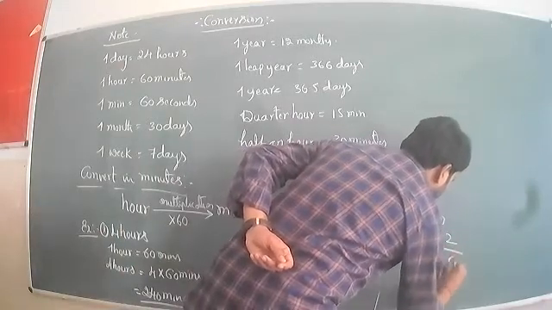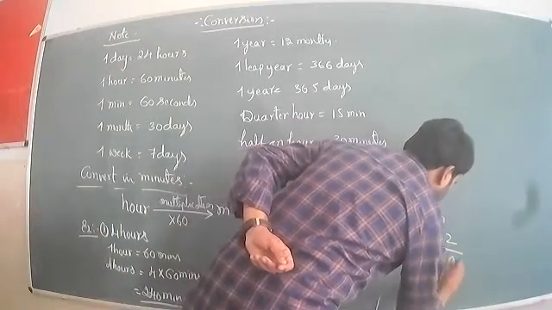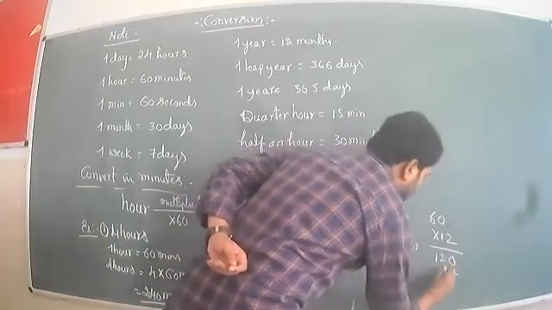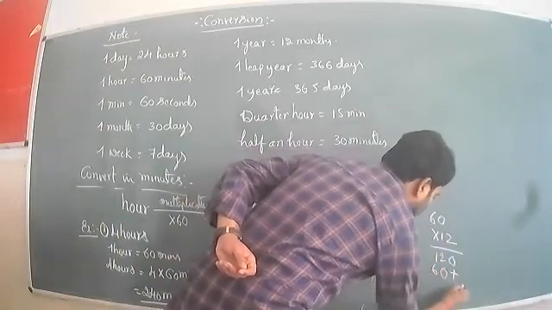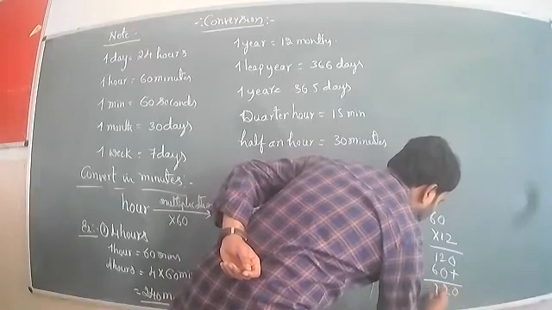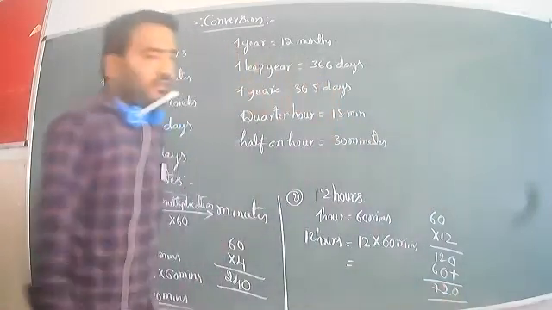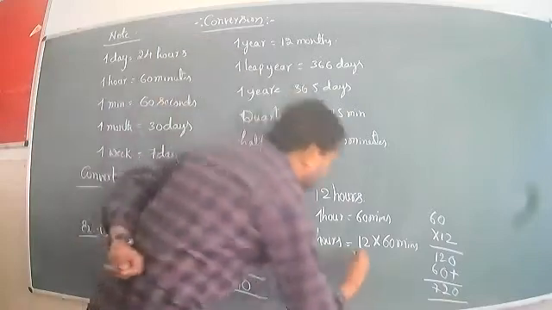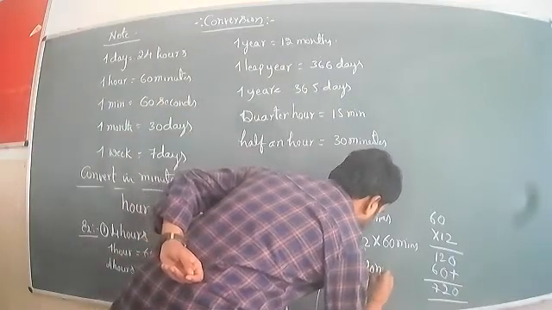2 0 the 0, 2 6 12 plus 1 0 the 0, 1 6 6, 0 2 7. So what is that answer? 720. 720 minutes.